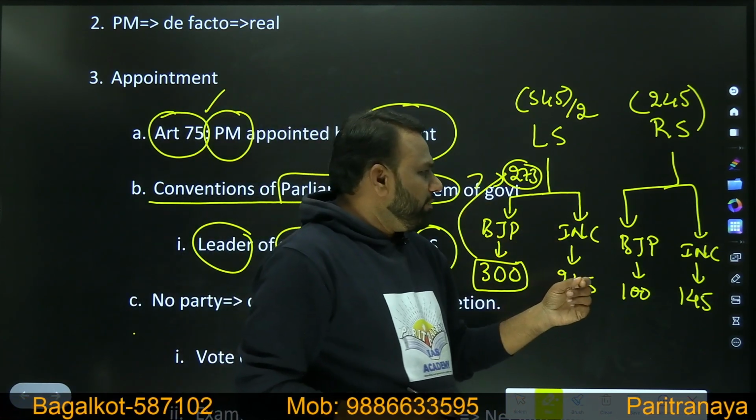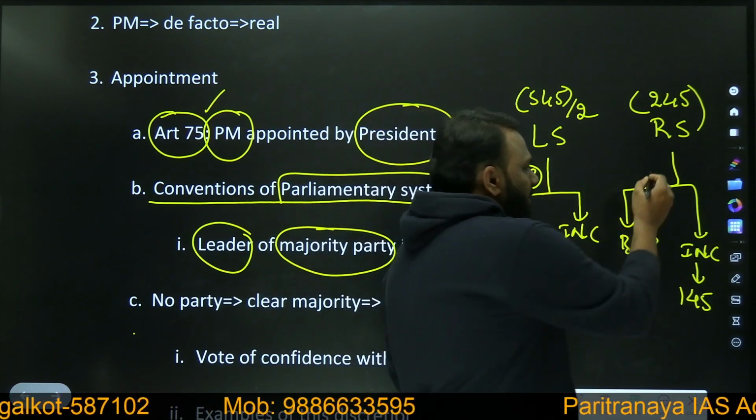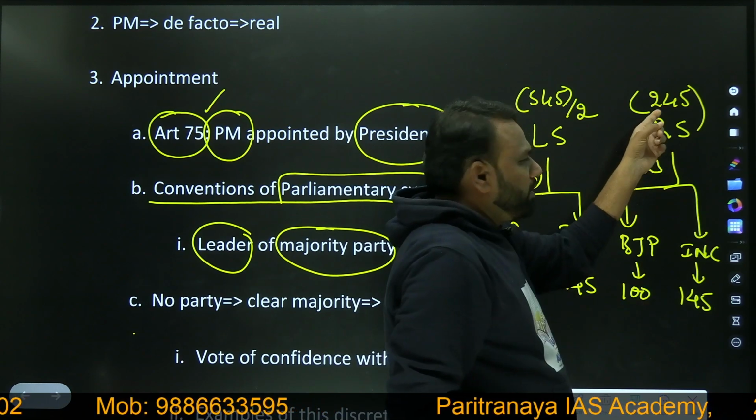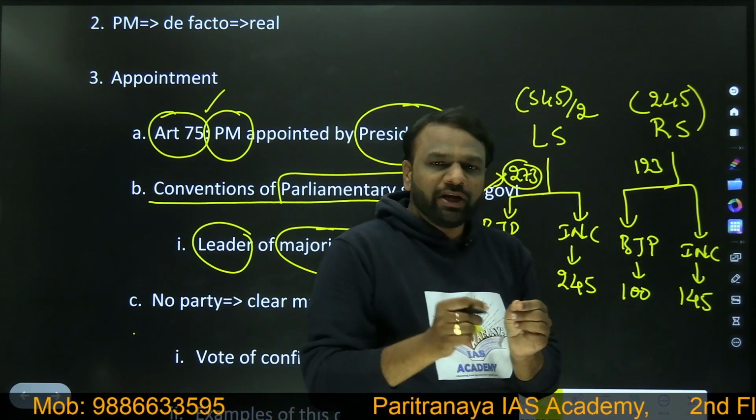Similarly in Rajya Sabha, what is the majority required? The majority required here is 123. Why 123? Because 245 divided by 2 is 122.5.